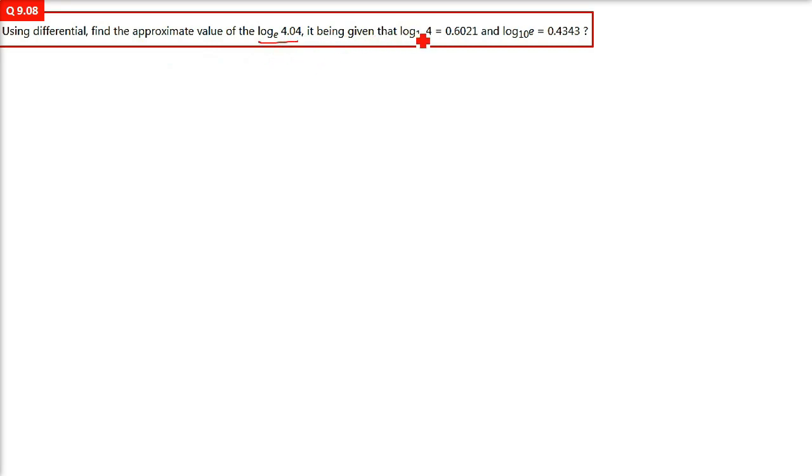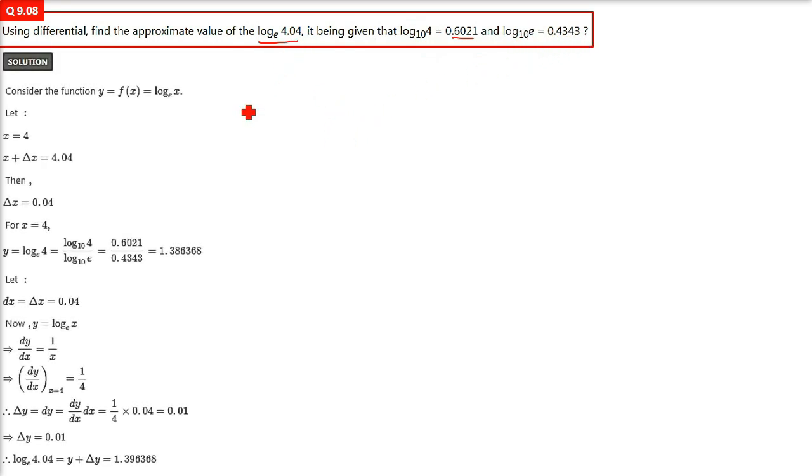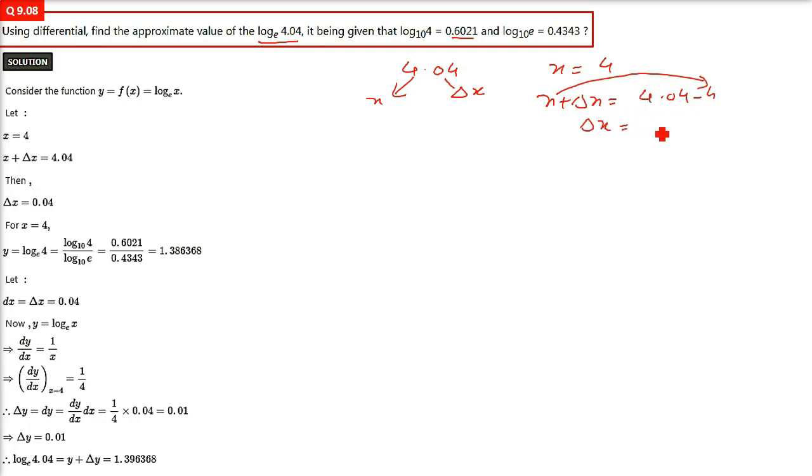It is given that the values of log 4 and log e base 10 are being provided. So how do we proceed? We have to know the value of log for which we can get a proper value. By that I mean 4.04, x can be assumed as 4 and delta x can be taken as 0.04. If you assume x equals 4, x plus delta x is 4.04, so delta x is 4.04 minus 4, and that is 0.04.